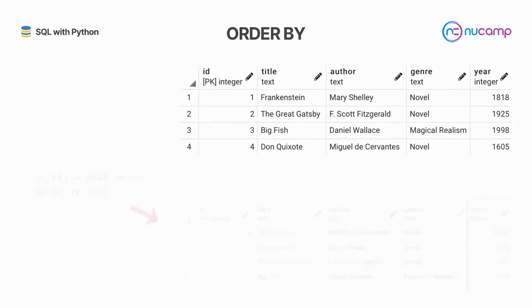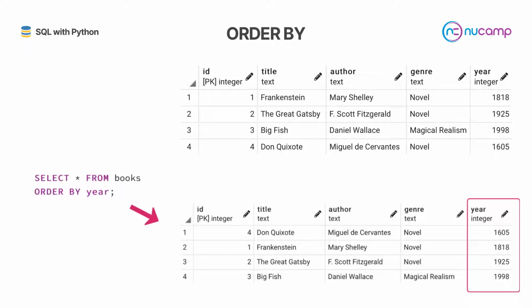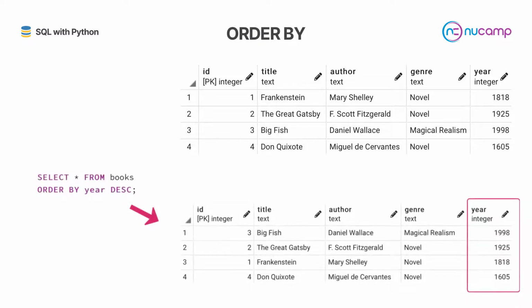For example, we can sort books by year using order by year. Since this is ascending by default, the result set starts with the lowest year and ends with the highest. And we can sort by year in descending order by adding the DESC keyword after the column name. So you can see that the sort order is reversed in the result set.